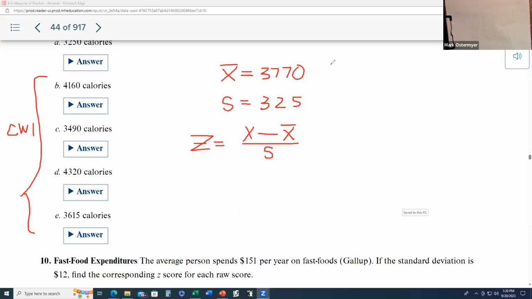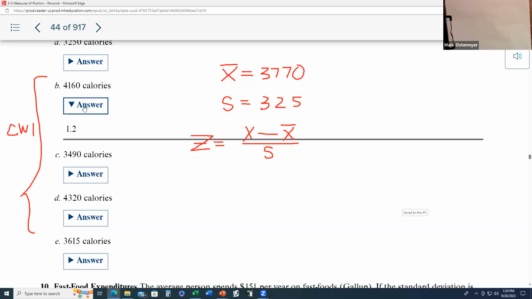All right. Did anybody get the Z-score for 4,160 calories? Let me ask you this, just by looking at it, is 4,160 calories going to have a Z-score that's positive or negative? Is it above the mean or below the mean? Positive. It's above the mean. You better have a positive Z-score. Yep. And what would it be? Anybody got it? 1.2. That is correct.